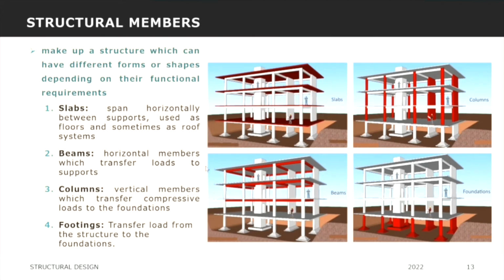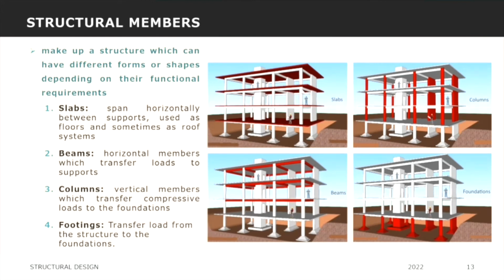So, yung mga structural members na narito ngayon sa PowerPoint or presentation ay yung mga members na i-discuss ang computations of design in the next videos. And through these structural members, susubukan ko na rin i-discuss briefly yung load transfer in a structure. First is yung slabs.